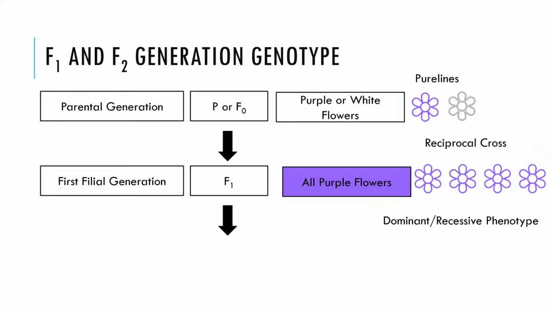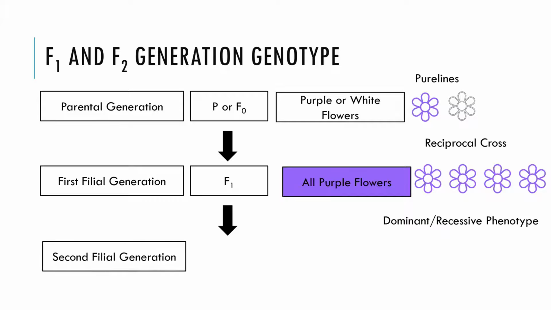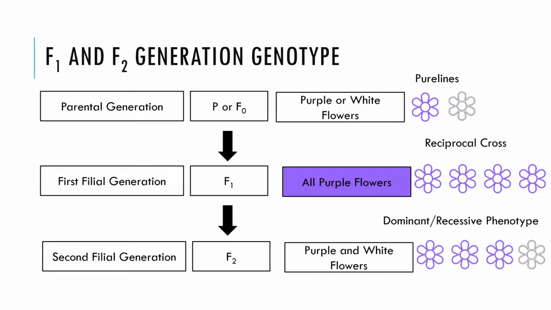In the F1 generation, self-pollination yielded the second filial generation, or the F2 generation. In this generation the white flowers reappear, and this was considered the recessive phenotype, and the F2 plants' phenotypic ratio was 3:1.